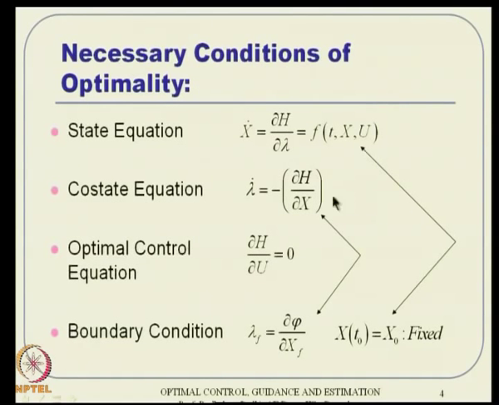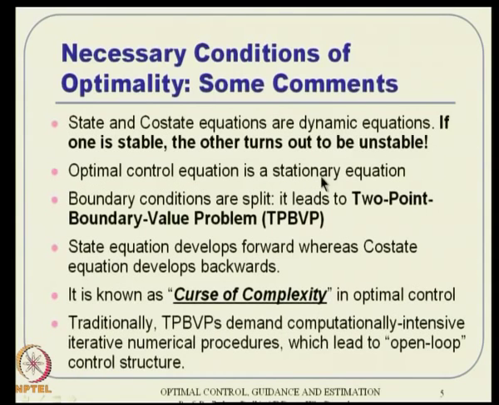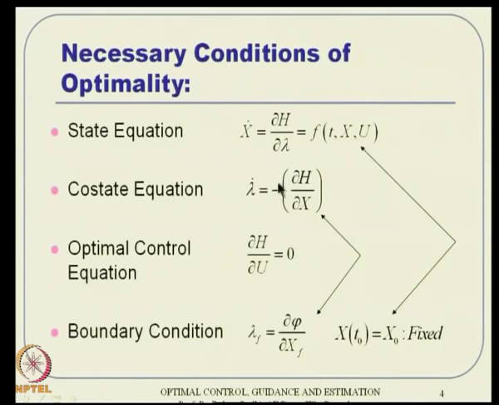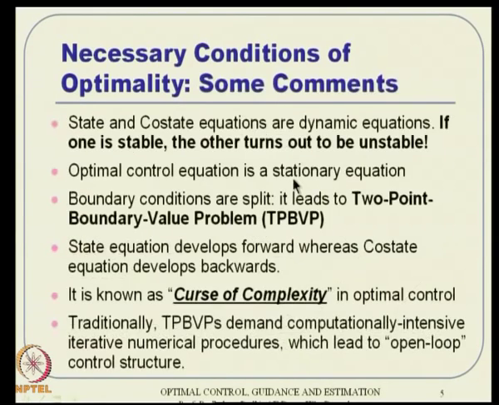So, all this difficulty, that the boundary conditions are split and that if one is stable, the other is unstable, leads to great complexity issues, and hence this particular feature is also known as the curse of complexity in optimal control. You end up with nice formulations, but as a necessary part of the necessary conditions, we are led towards this curse of complexity.